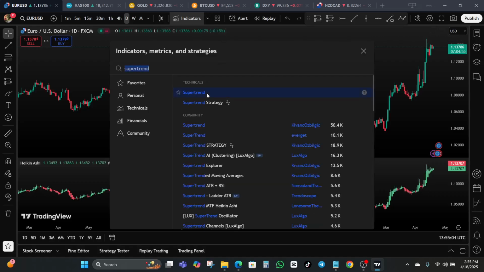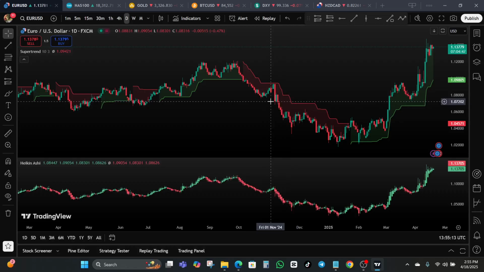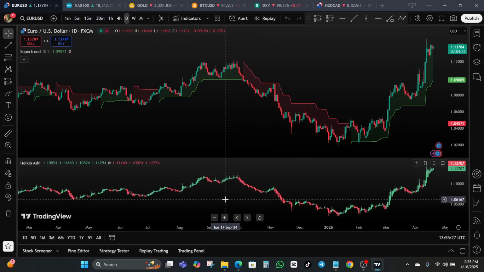We have the Supertrend indicator. It's a trend following tool that gives buy or sell signals based on price action and volatility. It prints a line on your chart that flips color when the trend changes. When you combine this with the Heikin Ashi, you've got an easy to follow scalping setup.